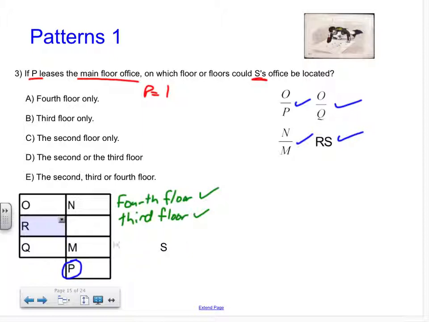So let's take out R and S, and M and Q. And we'll place R and S on the 2nd floor. And Q and M can go here. Now, just to make sure, let's go through the conditions to make sure that none are broken. So we have O above P, check. O is above Q, N is above M, and R and S are together. So it also works on the 2nd floor.